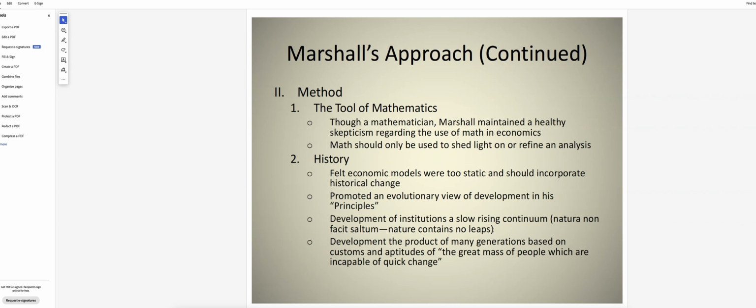In some sense, Marshall is influenced by the British historicists at the time, and just as other historicists do, he felt that the economic models on their own, as they were constructed at that moment in time, were too static. They should incorporate historical change, and that historical change is what gives development some evolutionary trajectory. Institutions develop slowly over time, and these developments are based on customs and on the aptitudes of the people.